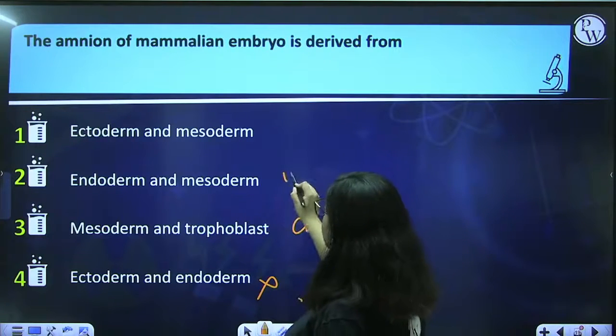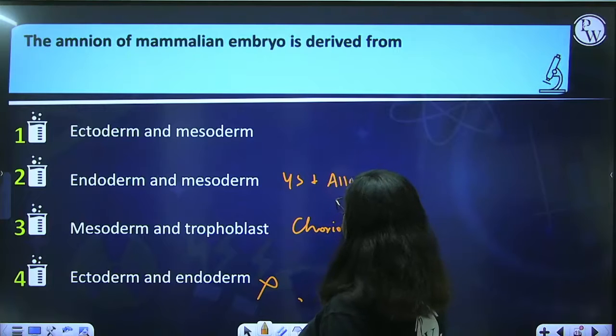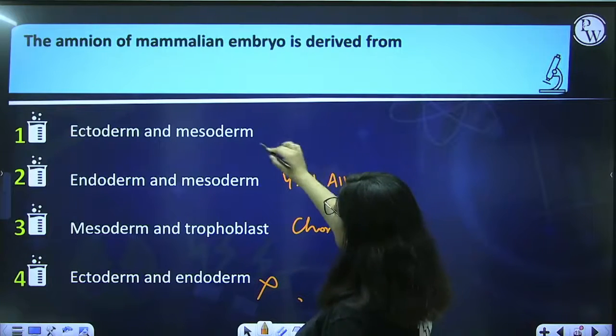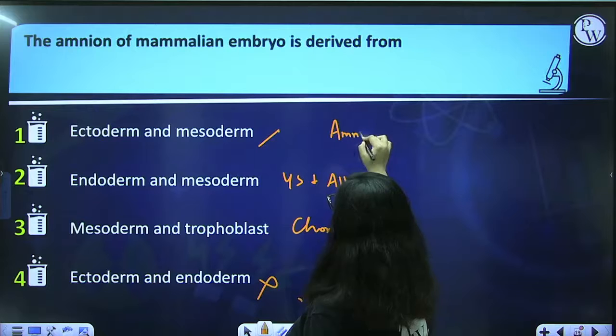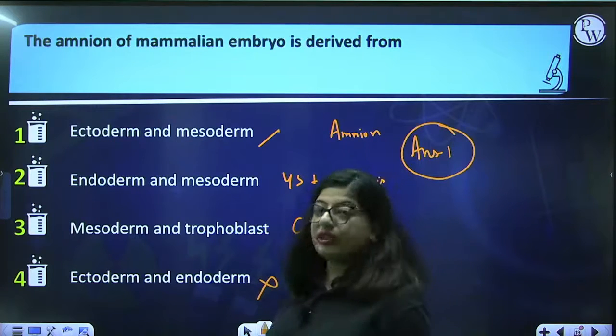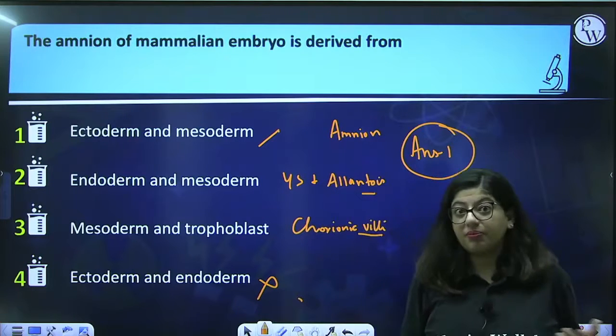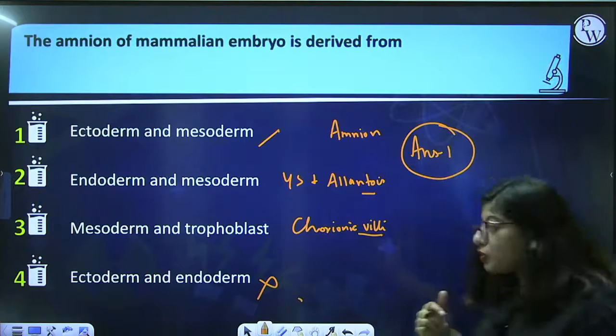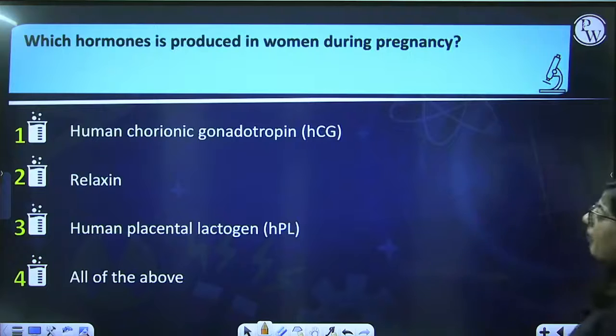Endoderm and mesoderm form the yolk sac and allantois. And what is left? This one is your amnion. So the answer to this question is 1. This is a previous year question. Though these things are not present in NCERT, sometimes they ask you, so for that you have to learn with your Diksha ma'am, right?